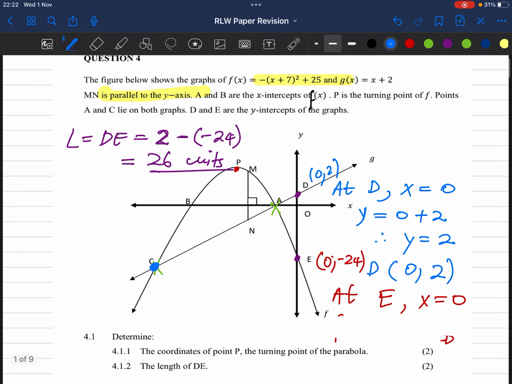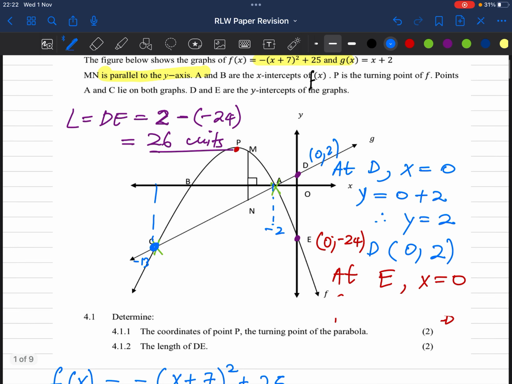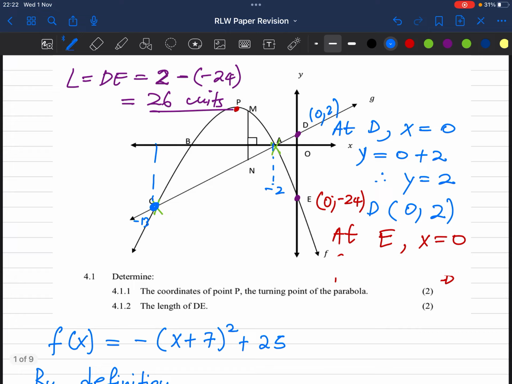Let us make our choice. So now it is clear that our negative 2 will be here. Our negative 2 will be there. Then our negative 13 is just there. So that means our x value for C is just negative 13.